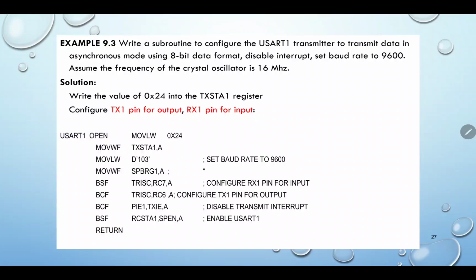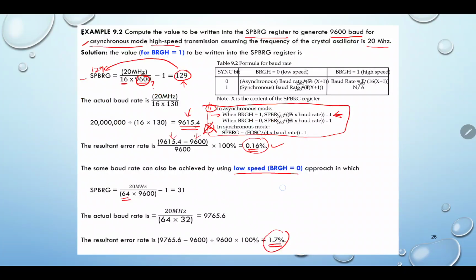We are not going to do the programming part for this, but let's just look at it as well. This is writing a subroutine to configure the USART1 transmitter to transmit data in asynchronous mode using 8-bit data format, disable interrupt, set baud rate to 9600 and assume frequency 16 megahertz. Here you can see that we are writing the hex value 24 into the transmit status register 1. Why is this 24?